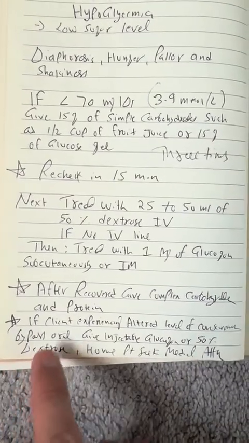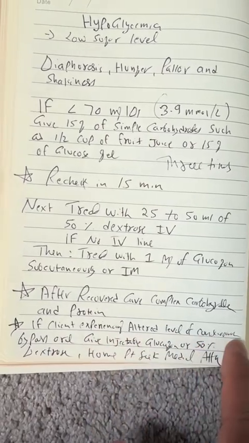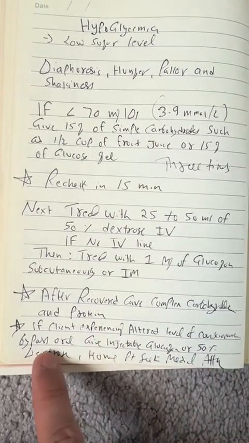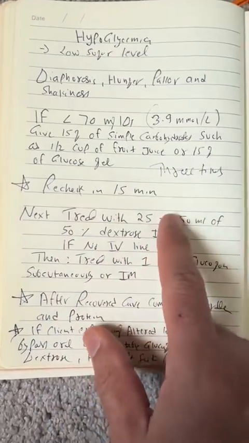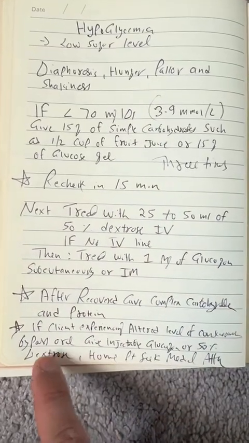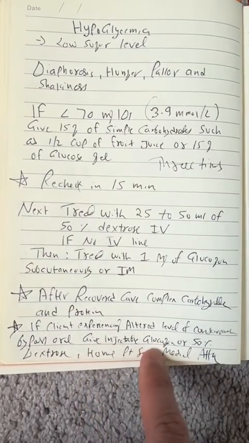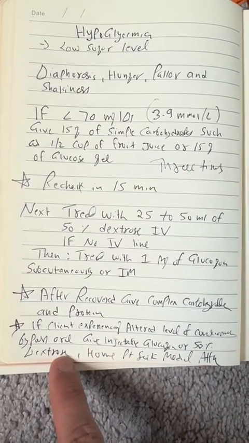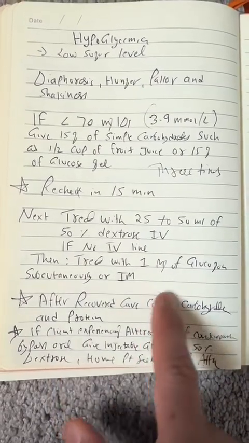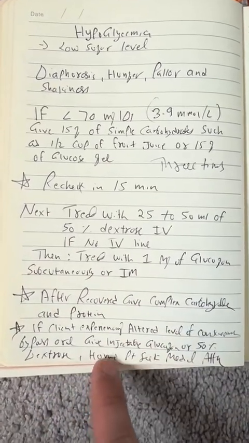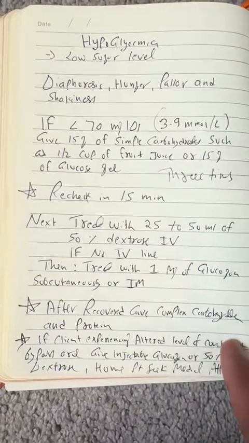The last thing is, if the client is experiencing altered level of consciousness, then do not give anything by mouth. Bypass the oral route, don't give carbohydrates, as he may aspirate. Instead, you have to bypass oral and give injectable glucagon or 50% dextrose water. If the patient is at home and has no IV line or glucagon or anything available, then he must seek medical attention.